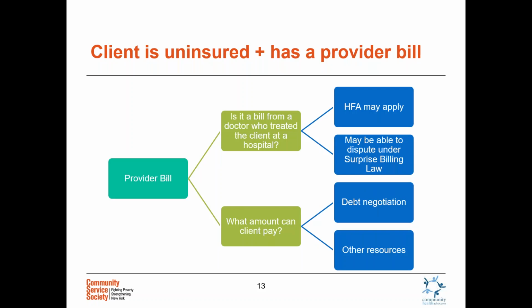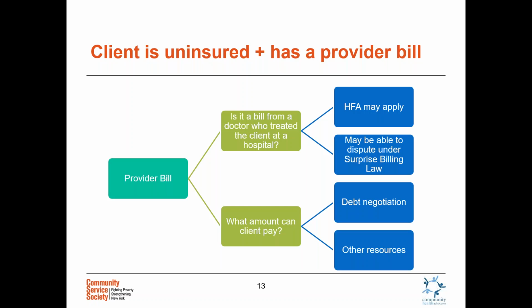If the client is uninsured and has a provider bill, first ask if it's from a doctor who treated the client at a hospital. Like we said earlier, oftentimes clients who receive hospital services will get many bills. They'll get a bill from each doctor that saw them at the hospital during their inpatient stay, and they might get a hospital bill. These bills might show up randomly. They might not be itemized or in one document. So look at the bill.